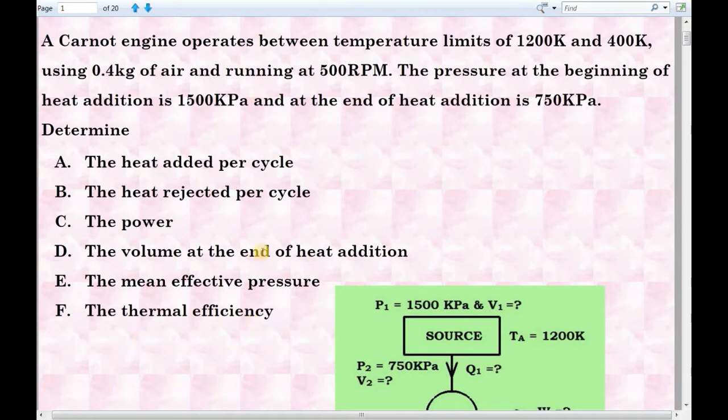Now I will analyze the question. A Carnot engine is running. The working fluid of the Carnot engine is air. The mass of the air is 0.4 kg. The running speed of the Carnot engine is 500 rpm.